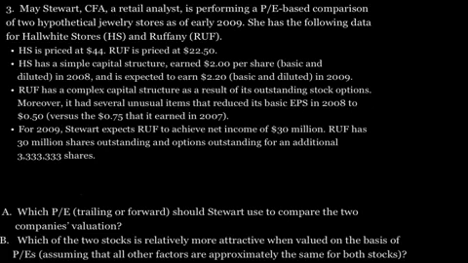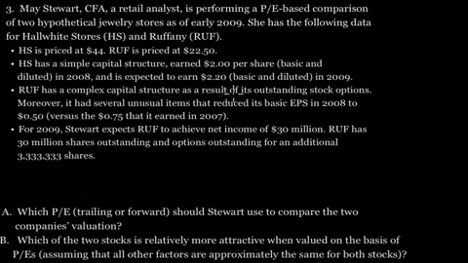Number 3, May Stewart, CFA, a retail analyst, is performing a PE-based comparison of two hypothetical jewelry stores as of early 2009. She has the following data for Hall-White stores and Ruffini. HS is priced at 44. RUF is priced at 22.50. HS has a simple capital structure, earned $2 per share, basic and diluted in 2008, and is expected to earn $2.20, basic and diluted in 2009. That makes the job easy.